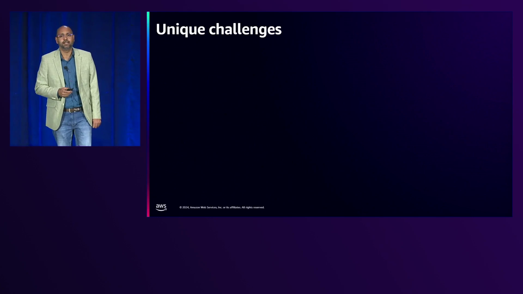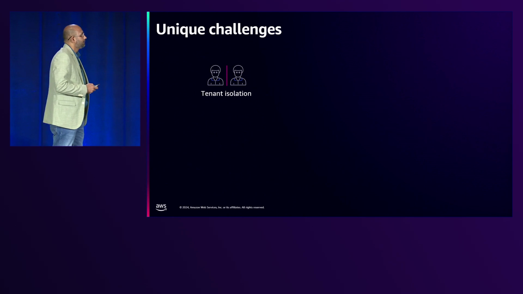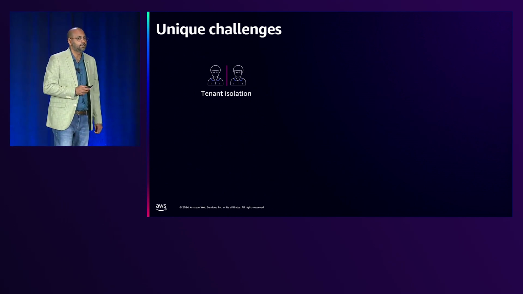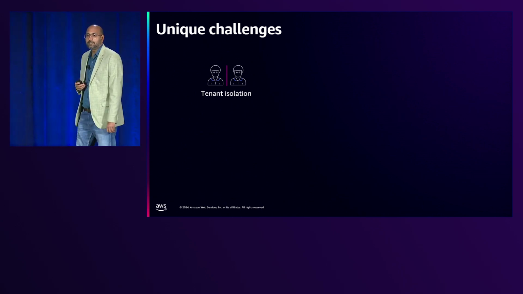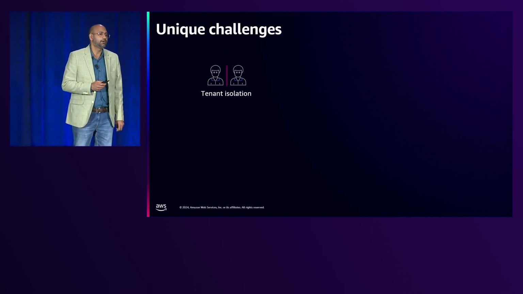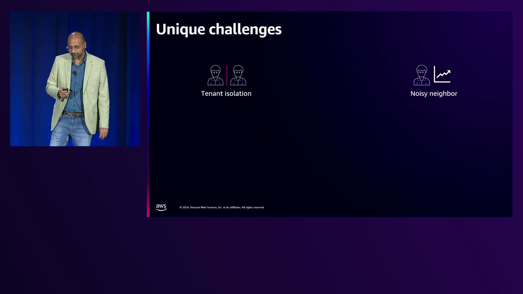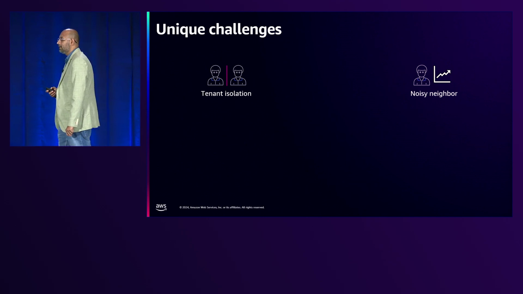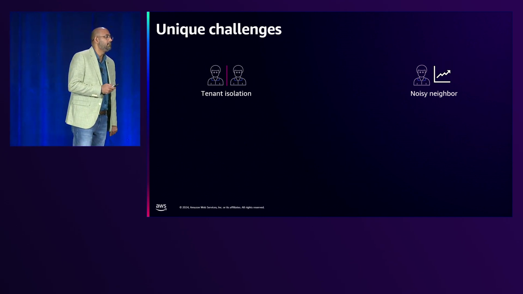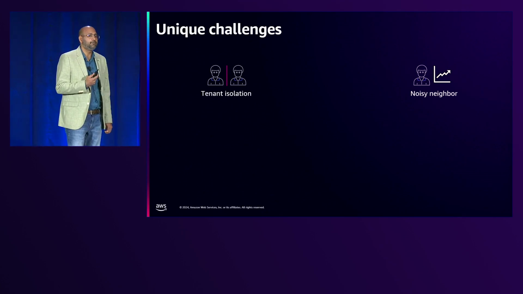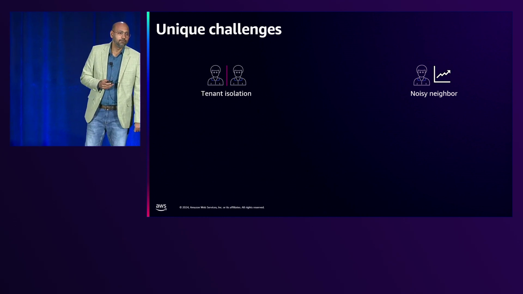So, what are some of the unique challenges when we build multi-tenant architectures? The first and foremost is definitely tenant isolation, because in multi-tenant architectures, we definitely do not want one tenant's data to get exposed to another tenant, because that can have severe consequences for the reputation of the business. The second challenge is the noisy neighbor, where the activities performed by one tenant may significantly impact the activities of another tenant, and that can lead to a bad user experience for the different tenants.